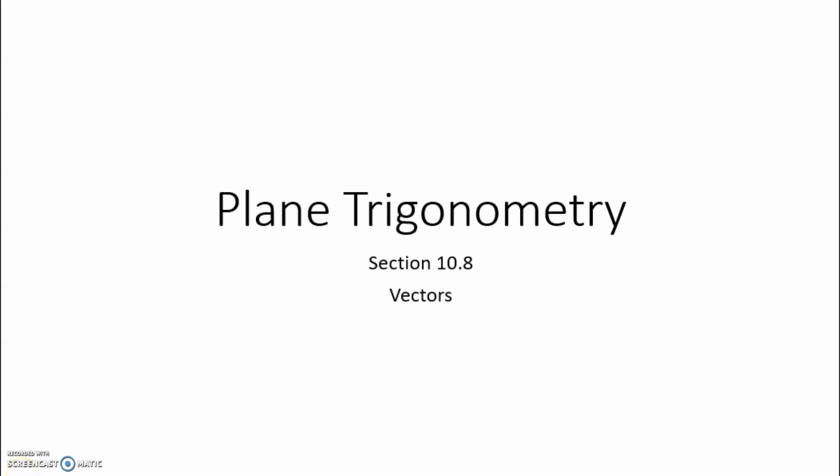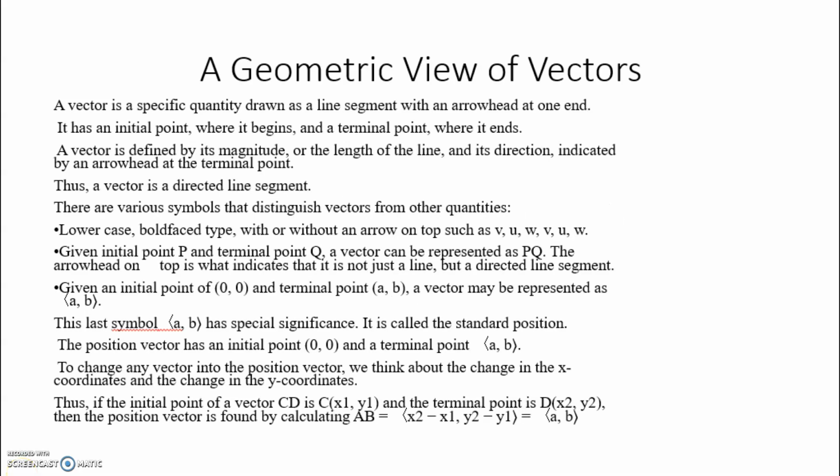Section 10.8, we are talking about vectors. What a vector is, it has two features: it's got a magnitude and it also has direction. So you can say that a vector is a directed line segment.